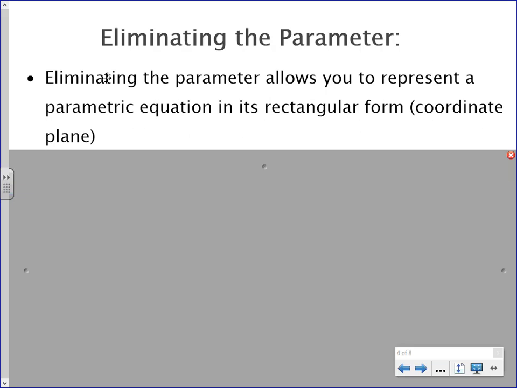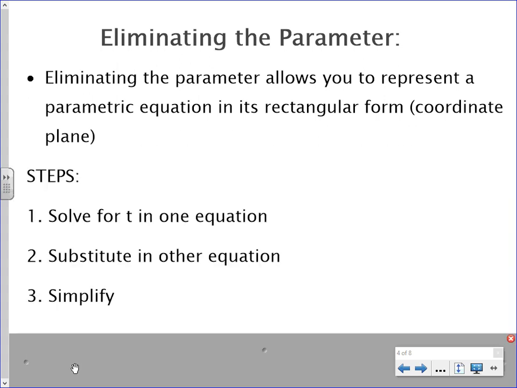All right, who has an idea? What's your idea? Solve for t in one equation, plug it into the other one. Sounds perfect. Okay? How many of you had that same discussion? Good. Okay, if we're trying to get rid of t, solve for t so you can substitute it into the other equation to be in terms of x and y.